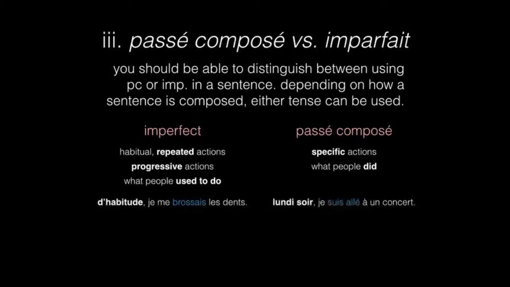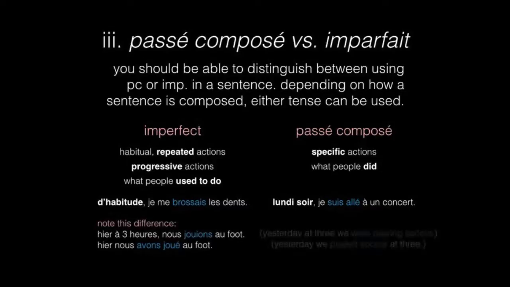Some examples. For imperfect, d'habitude is a repeated habitual action, so I would use the imperfect tense. D'habitude, je me brossais les dents. Usually, or habitually, I used to, or I would brush my teeth. Lundi soir, je suis allé à un concert. Or, it's a specific action, so you would use the Passé Composé.